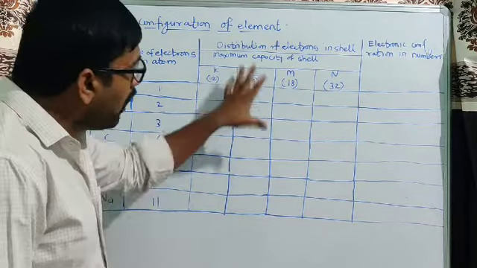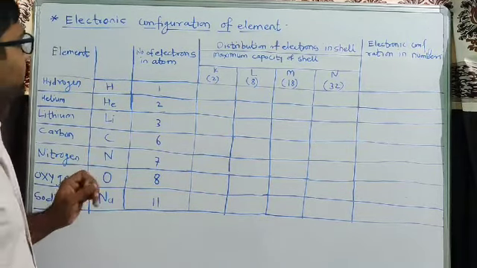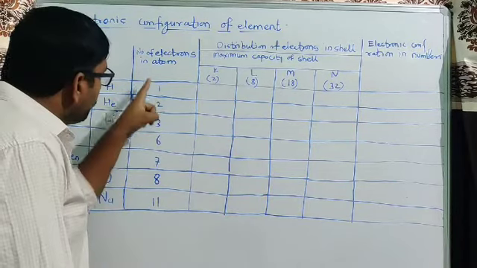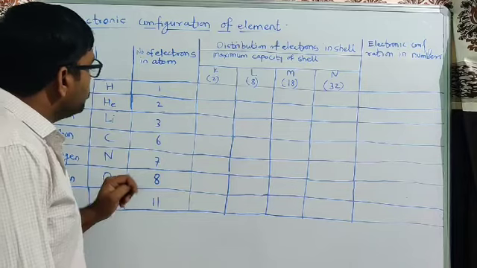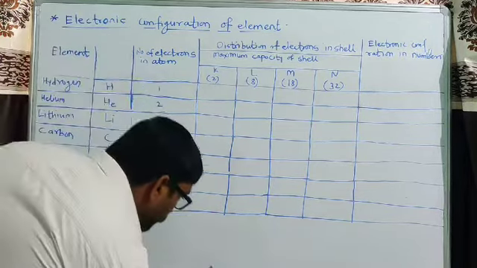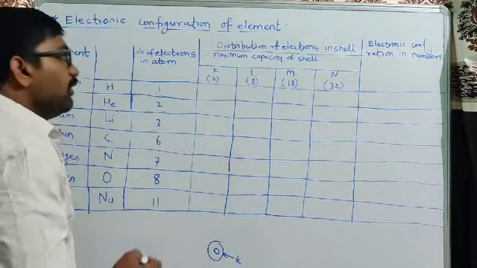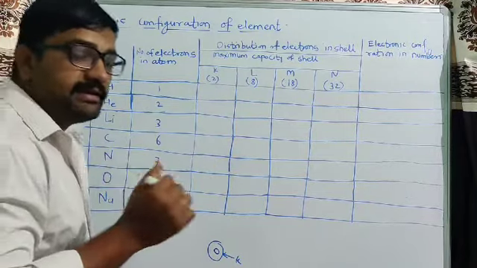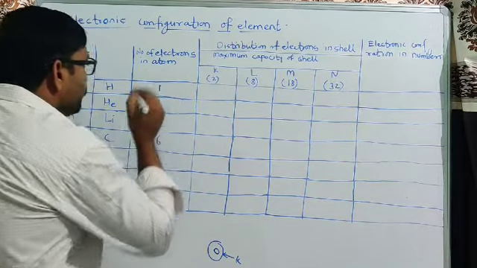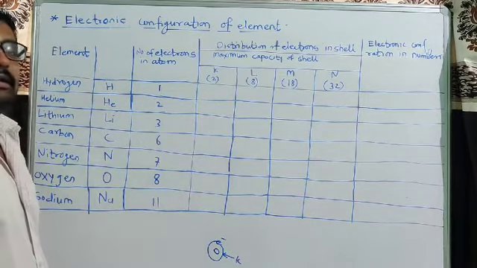Okay, so how to write the electronic configuration of any element, that we will see. Now look at the hydrogen element first. The number of electrons in an atom of hydrogen is how much? 1. Suppose this is the nucleus and this is the K shell. We know the maximum capacity of this K shell is how much? 2 electrons. But hydrogen has only 1 electron, so that electron will first be added in the K shell.